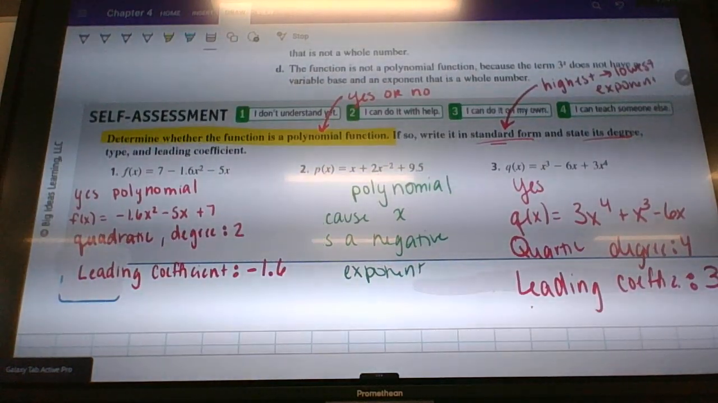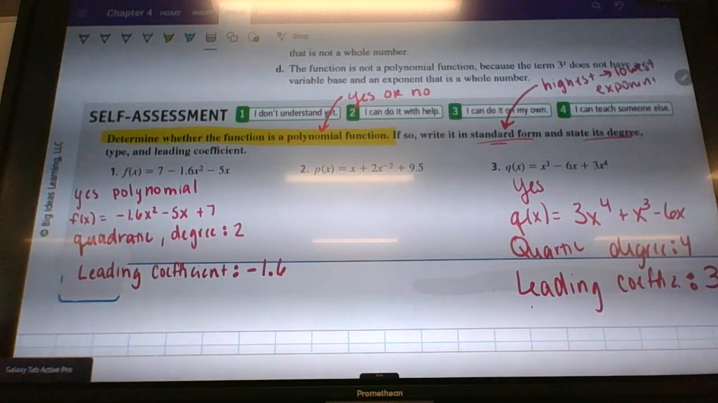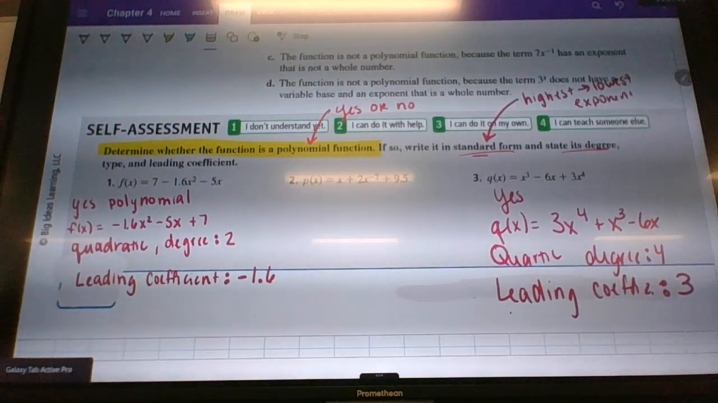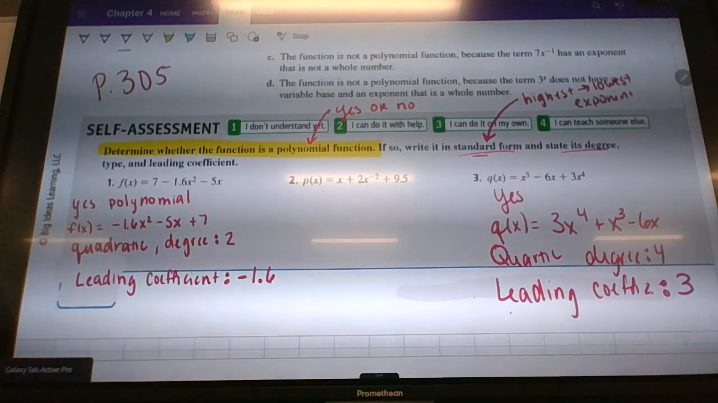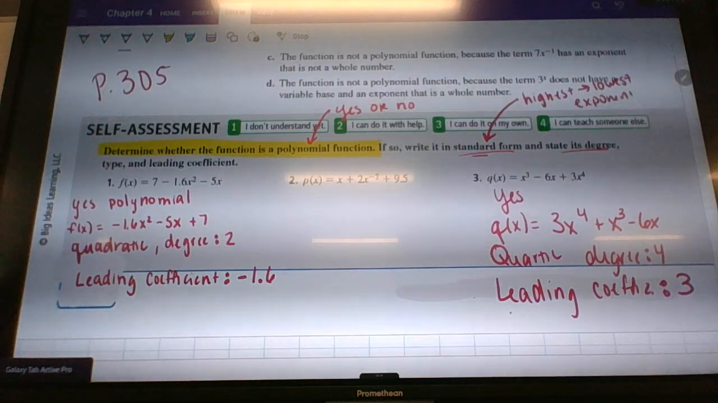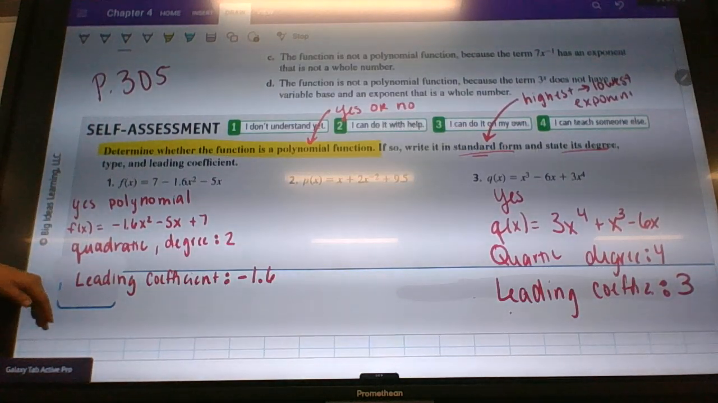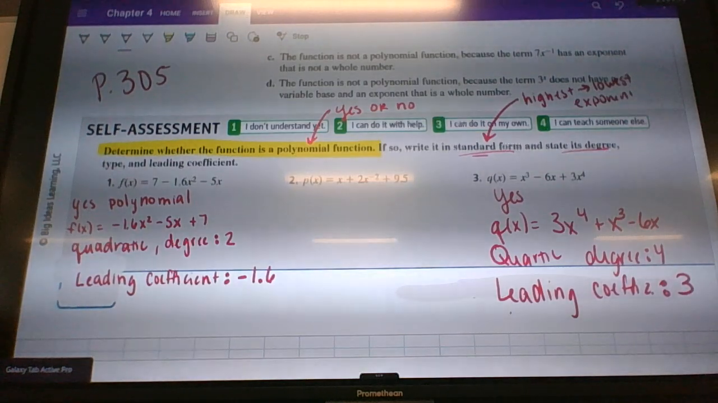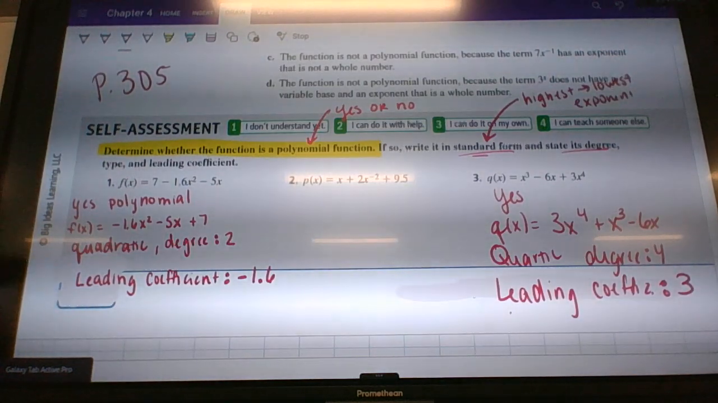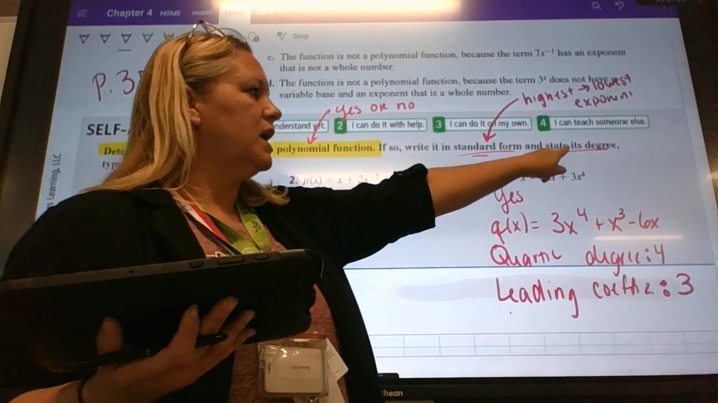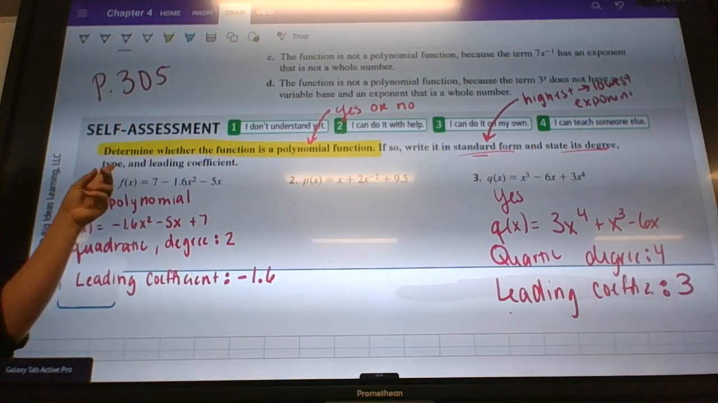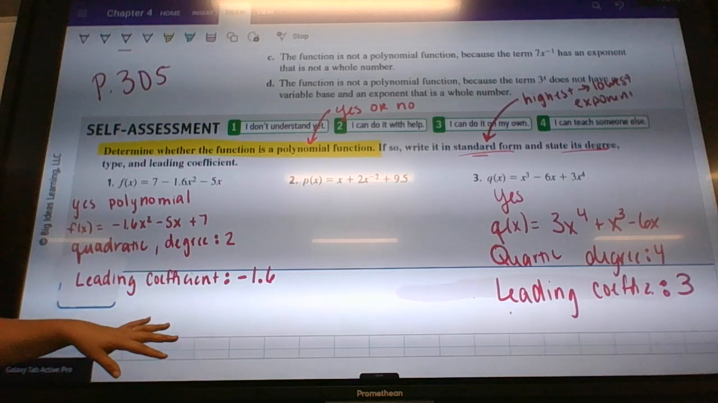All right, let's take a look. Okay. Again, this is page 305. It says determine whether the function is a polynomial. Let's just do number 1 and then I'll go to the assignment. If it is, write it in standard form. You need to put it in order. You need to tell its degree and the type and the leading coefficient. So they want a lot of details.